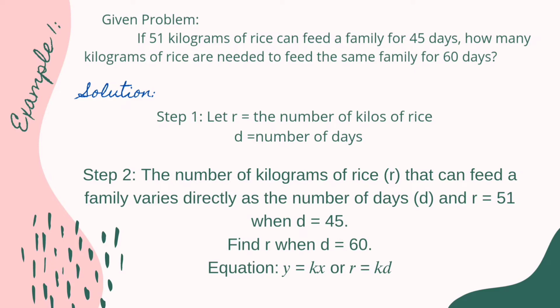Since situation 1 is an example of direct variation, makikita nyo dyan sa equation, we have y varies directly as x, kaya y equals kx, or since yung ginamit nating variables ay r and d, r for the number of kilograms of rice, and d for the number of days, so r varies directly as d, kaya meron tayong r equals kd.